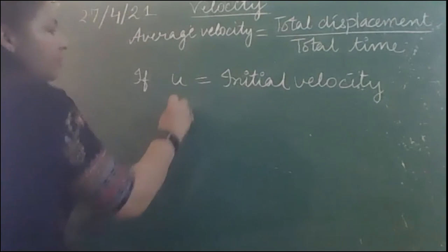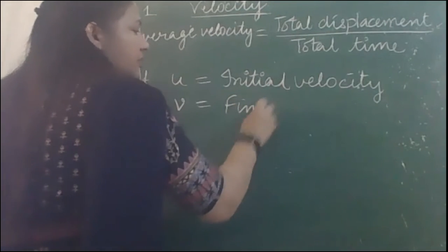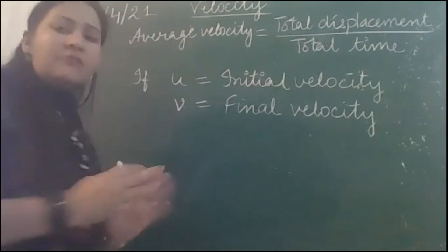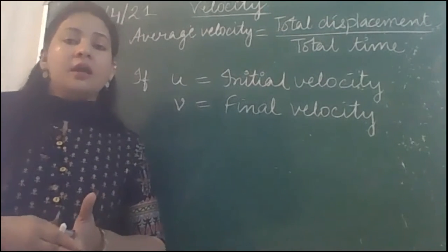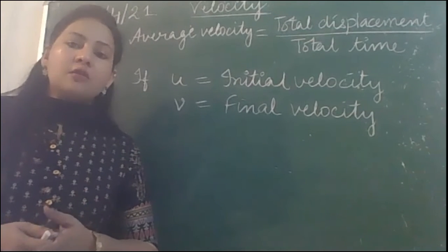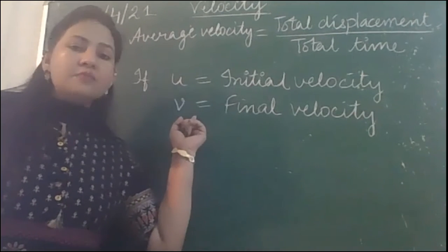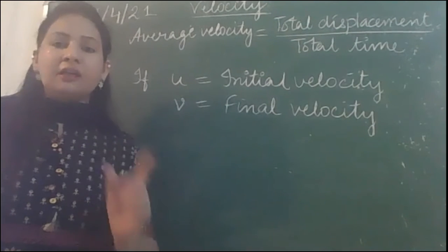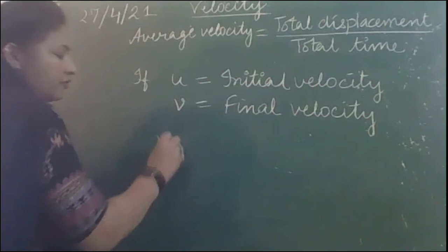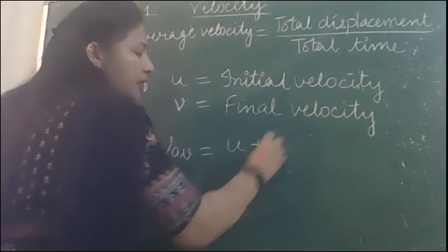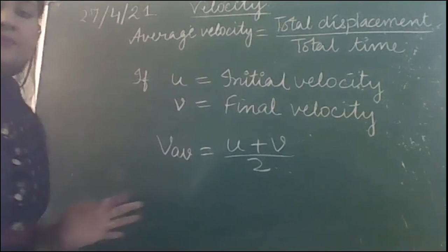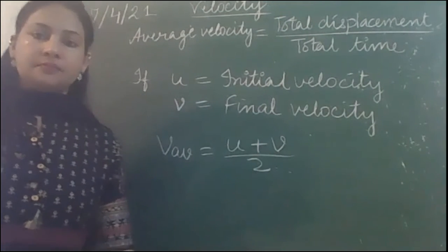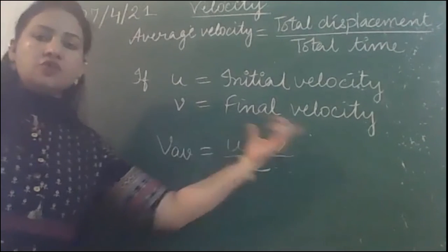Okay? And v is the final velocity of the object. It is the velocity with which the object is moving after some force is applied on it. After something happens, it starts moving with a different velocity. That is called final velocity. And remember, we'll always be using the symbol v for this. So if we are given initial and final velocities in a numerical, then average velocity will be given by the formula (u plus v) by 2. We'll take their average. It will be the average of these two velocities.